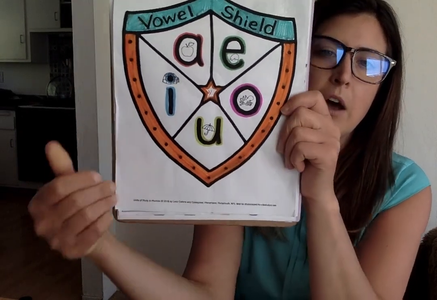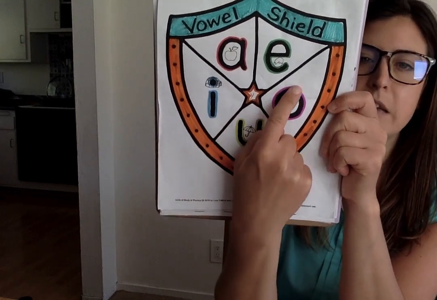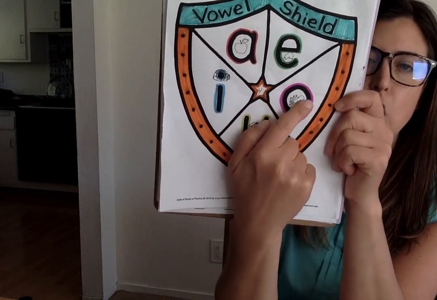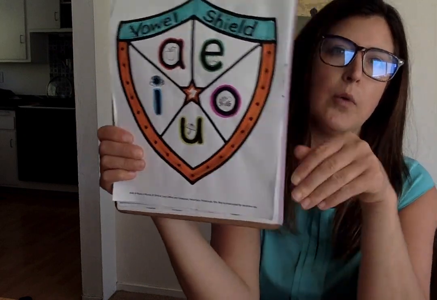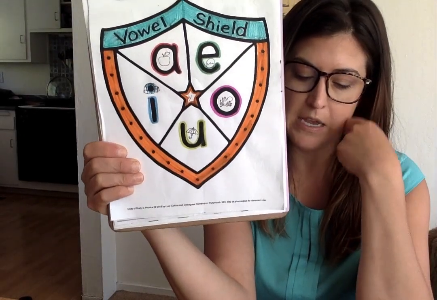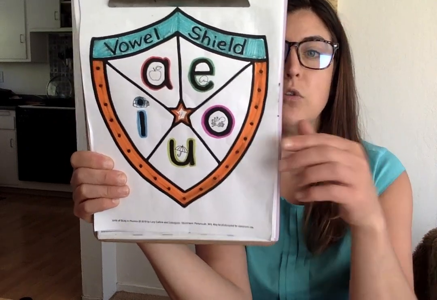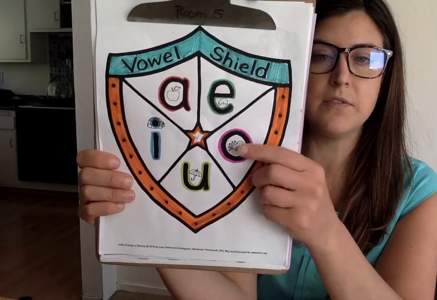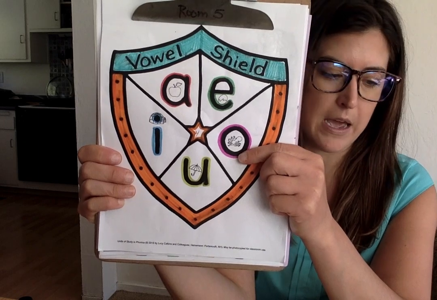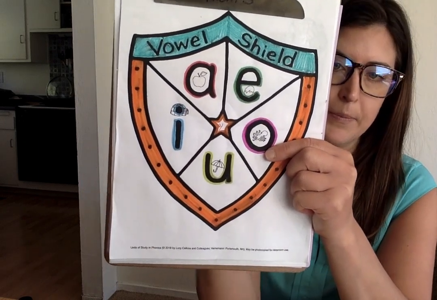A-E-I-O-U. Okay, so now let's think of an animal that has the O sound. What's the O sound? We need that in the middle. So we can't do octopus because that's at the beginning. We could do fox. Lots of you know that word, fox, F-O-X. You recognize it right away.